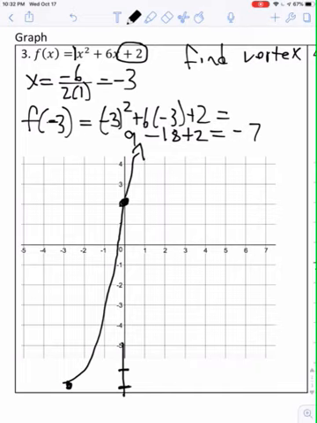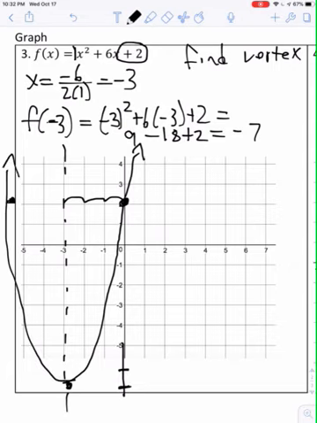And one thing I know about parabolas is that they have symmetry, right? This is my axis of symmetry because it always cuts through the vertex. So if I have a point that's over here 3 spaces to the right of the axis of symmetry, then I also have 3 spaces to the left. 1, 2, and again, I'm dumb, 3. So then there's the rest of my graph. Ta-da!